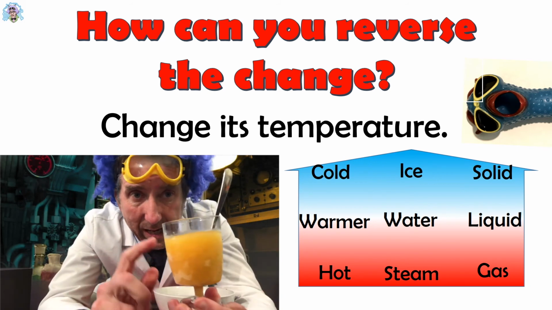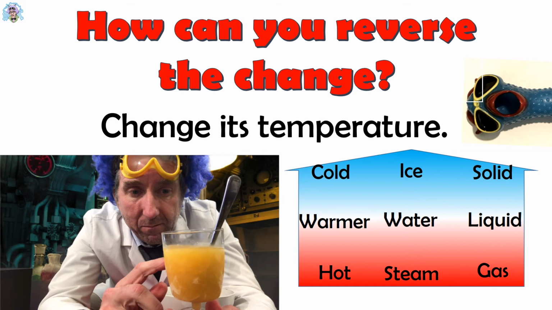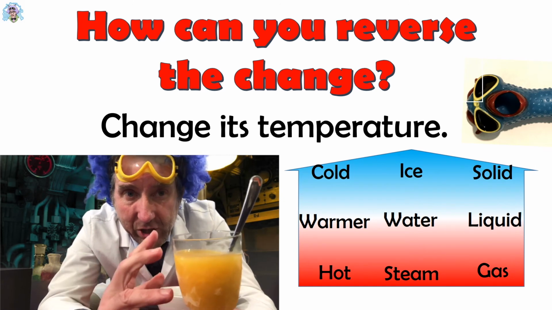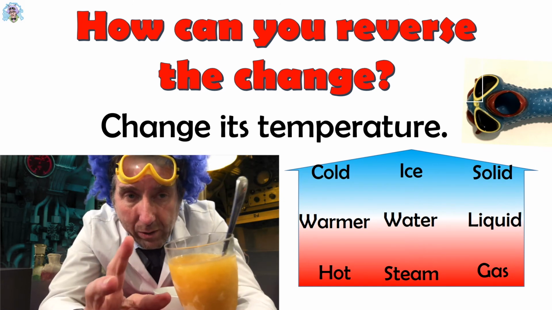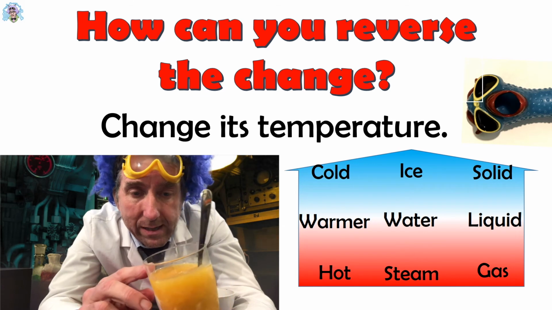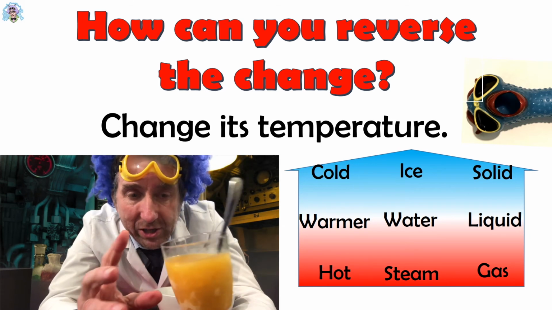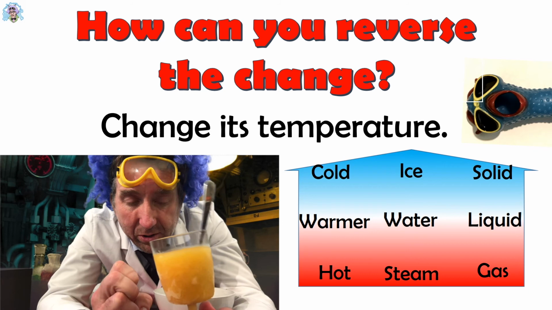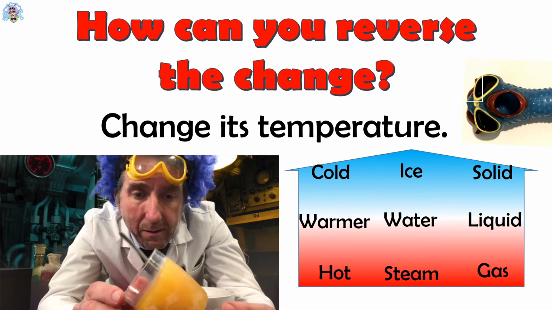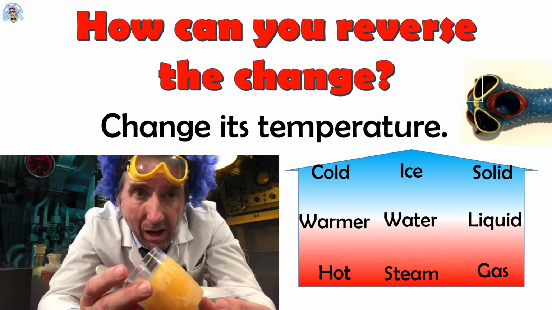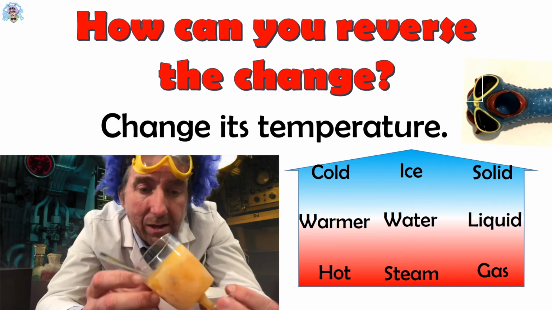Now, as you can see, this we did the other way. We took some energy out of it by making it colder. So what's happened is that the atoms have stopped moving around each other and have actually locked into each other to make a solid, which is the ice block I've got here.